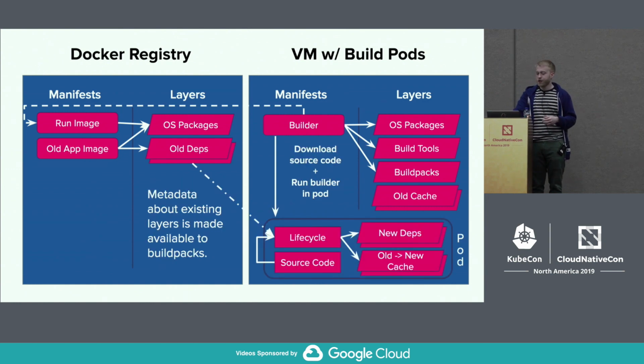In that configuration, we would start a pod in the VM that runs the builder, which has a lifecycle inside of it, on the source code, which we would have to upload. But the buildpacks, when they're run by the lifecycle, can actually look at the old layers from the previous application build in the registry and say, I only need to rebuild these individual layers. I don't have to rebuild, say, all the node modules or whatever it might be. And then during the build process, the lifecycle runs the buildpacks to regenerate just those new layers that need to change. And it also updates the cache with whatever new things need to be cached.